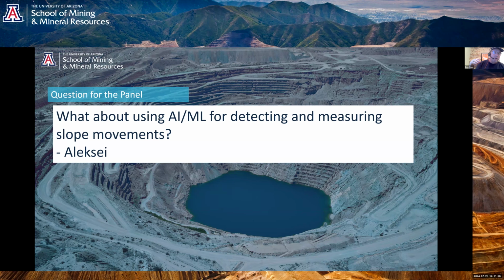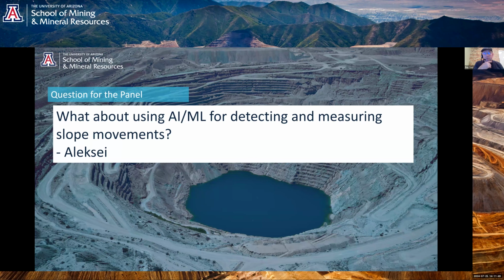So I think that's a great place for AI and machine learning to take these multiple data streams and make these decisions, around whatever logic you want to program into it, to give us a really good sense of what the aggregate data streams are telling us about the potential for slope displacement and certainly slope failure. I think that's a great use.